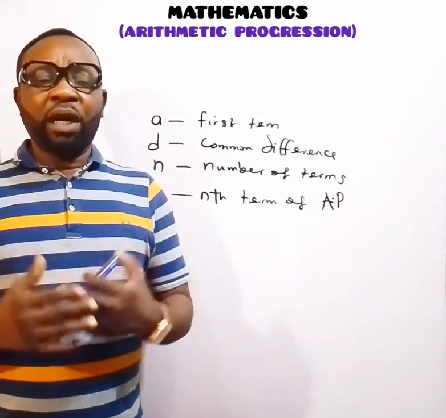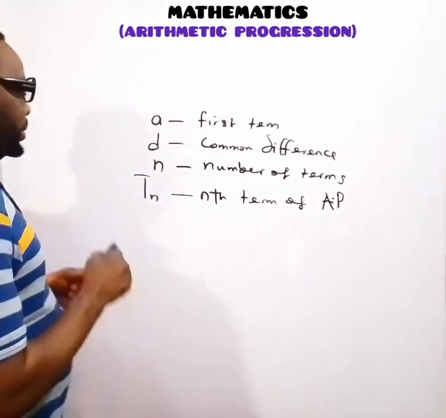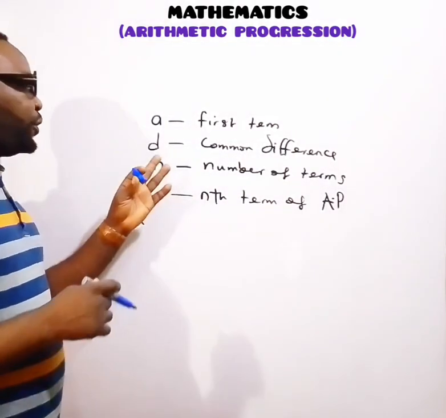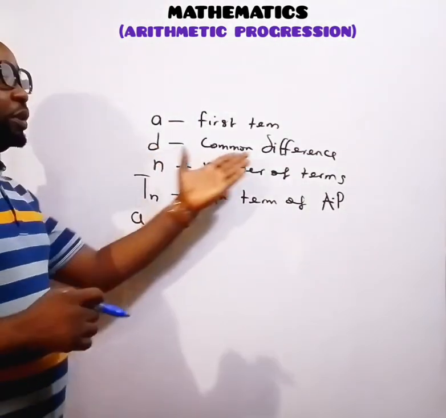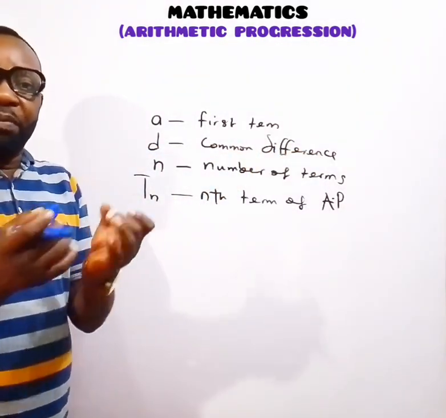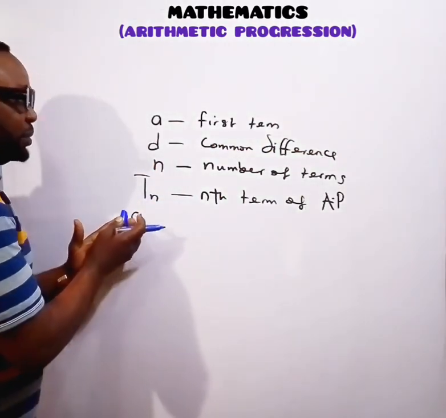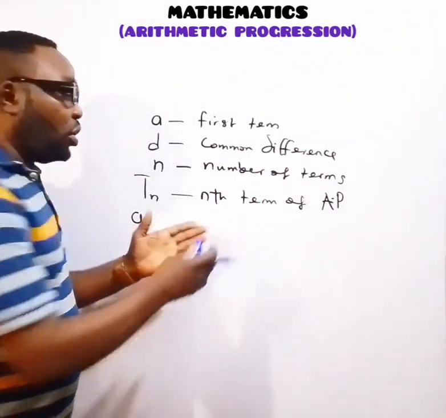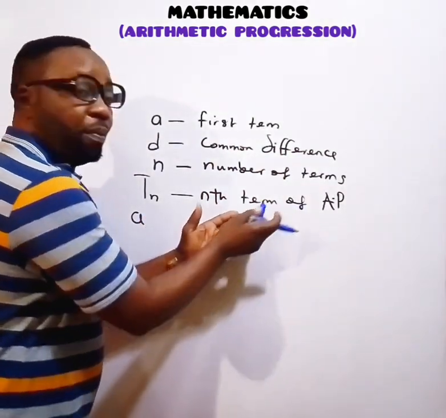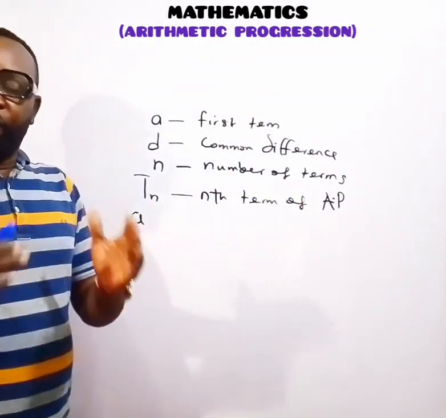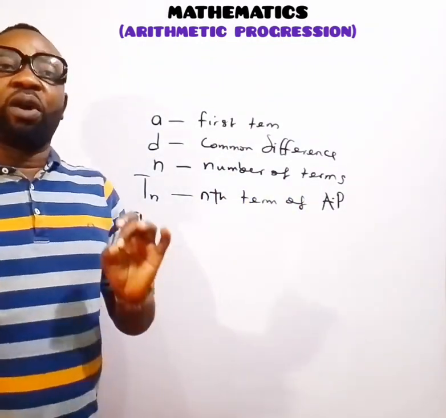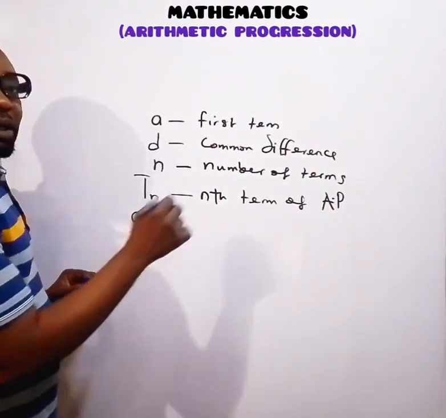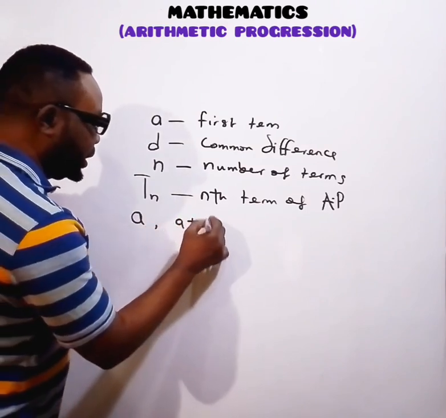Now, in arithmetic progression, the first term will be given as A. Don't forget that I said we have D to represent common difference. The difference between the second term and the first term is called the common difference. Likewise, the difference between all the terms, the one after and the one before, is usually referred to as the common difference.